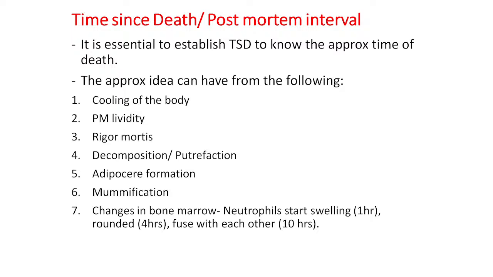Then rigor mortis will follow. Which rule will it follow? Roughly rule of 12. ठीक है, rule of 12. So after death, after 2-3 hours it will start developing, then it will be at its maximum after 12 hours, it will persist for next 12 hours and will disappear after 24 hours. ठीक है, so in this way you will be able to give time since death from rigor mortis.